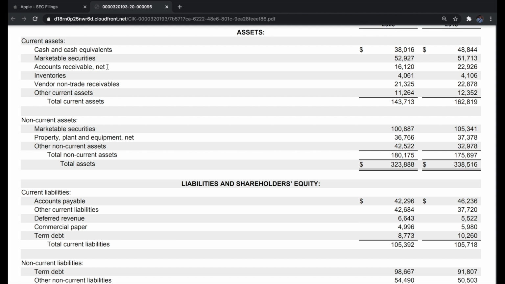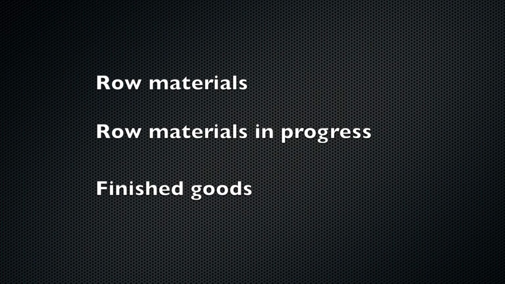Getting to inventories, it is actually the products that we sell to our customers, basically the main products of our business. However, inventories could be divided into 3 categories. The first one is raw materials, the second one is raw materials in progress, and the third one is finished goods.